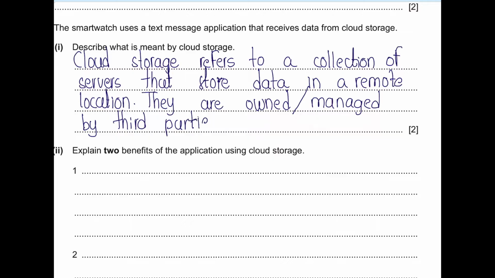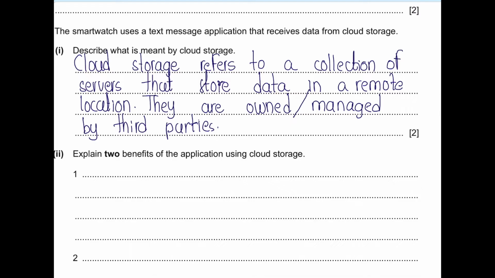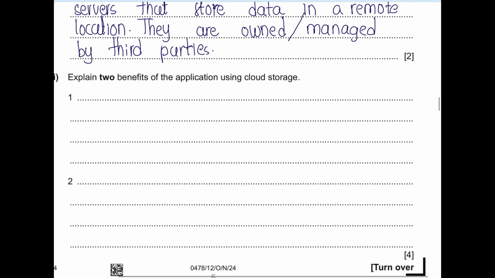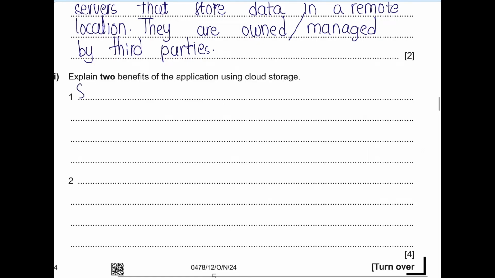Now it asks us to describe two benefits of an application using cloud storage. So that means if you're using cloud storage to store the data of the smartwatch, what's the benefit? The essential thing is that if you store the data in cloud storage, then you don't need a secondary storage space on the watch, which means it is going to be smaller in size. So the first benefit is that a secondary storage device, which would store the data permanently on the watch, is not required.